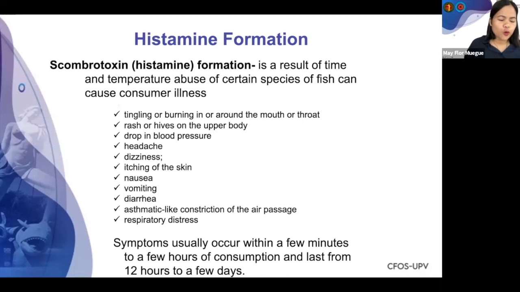Okay? So, prevention is better than cure sa case ng histamine, no? That you always have to keep your fish in cold condition or avoid time and temperature abuse sa inyong raw material and sa product. Okay?